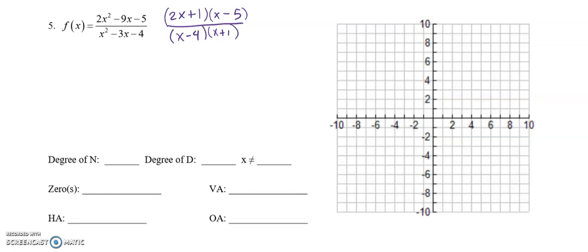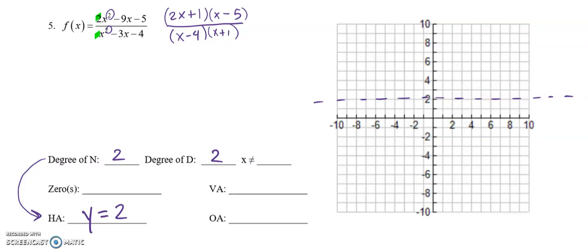All right, so the degree of the numerator, that's the highest power on the variable, is 2. The degree of the denominator is also 2. When those are equal, that tells us about the horizontal asymptote. That gives us the horizontal asymptote y equals leading coefficient divided by leading coefficient. So 2 divided by 1, which is 2. So we will have a horizontal asymptote there at y = 2.